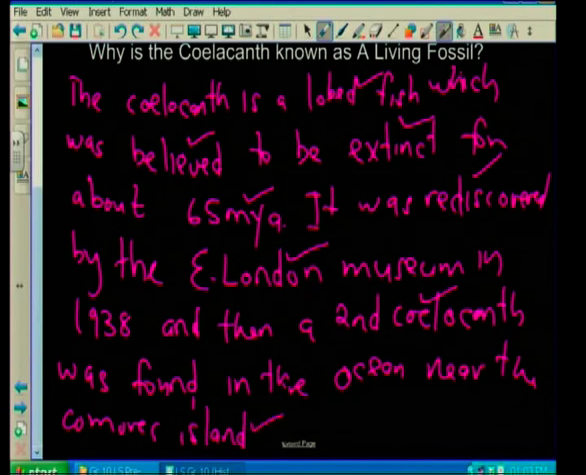So by just saying what a coelacanth is, remember that it was a fish that also had amphibian features, but the fact that you can say that it was believed to be extinct and now rediscovered twice tells you that it's now a living fossil. Right, let's look at the next question.